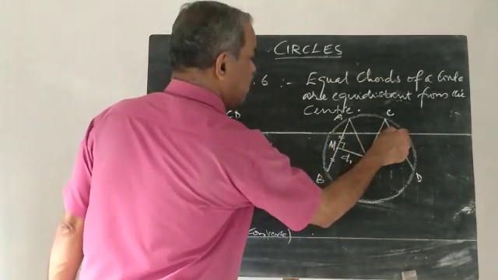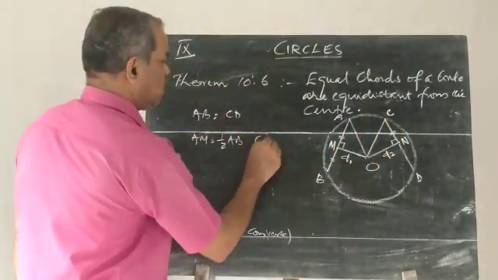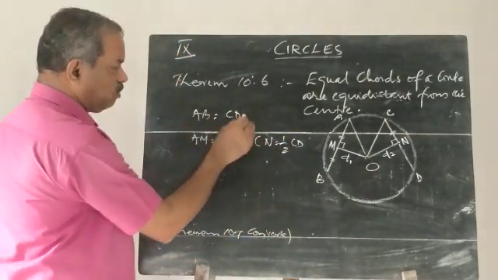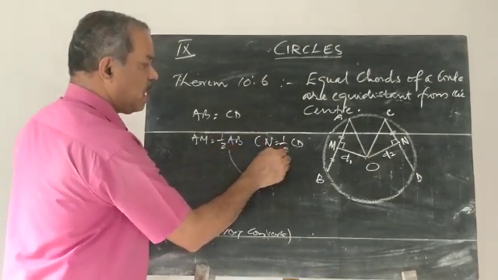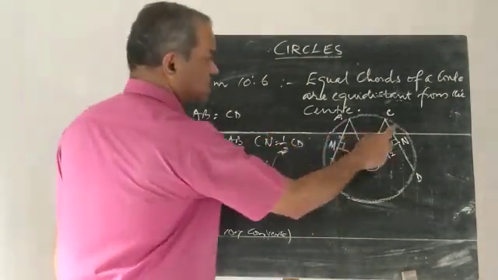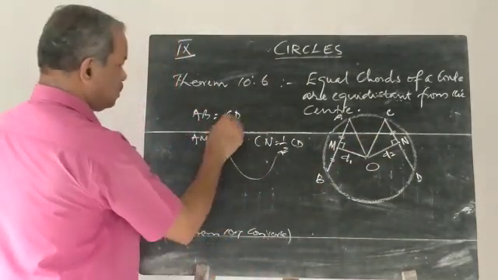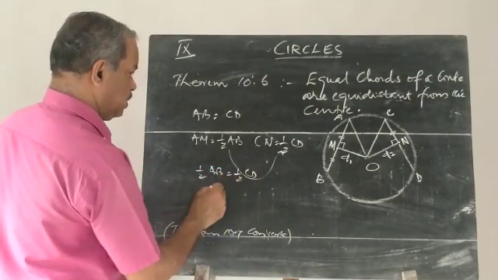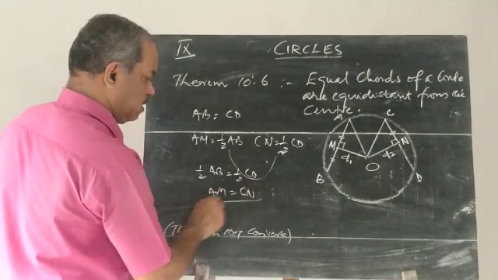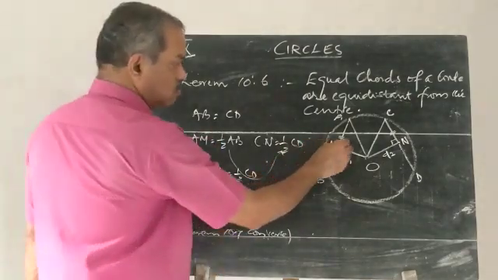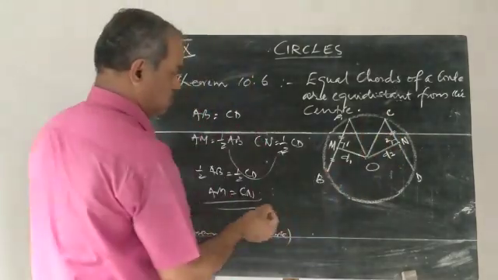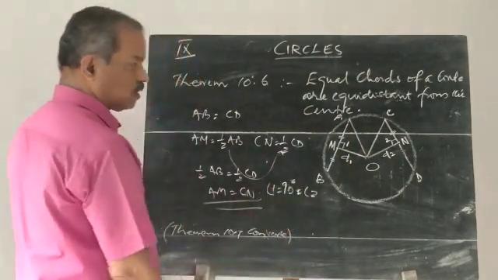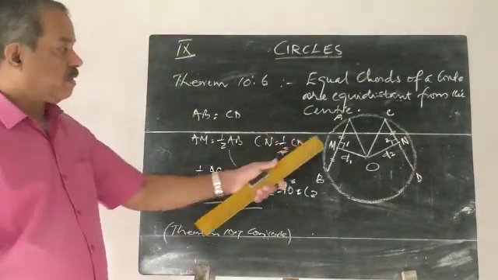Then what about CN? By same reason, CN equal to half CD. AB equal to CD, so half AB equal to half CD. That is, AM equal to CN. Now, angle 1 and angle 2. Angle 1 equal to 90 degrees equal to angle 2. Reason? Perpendicular distance.